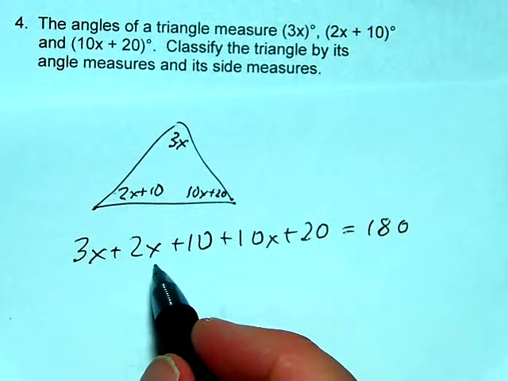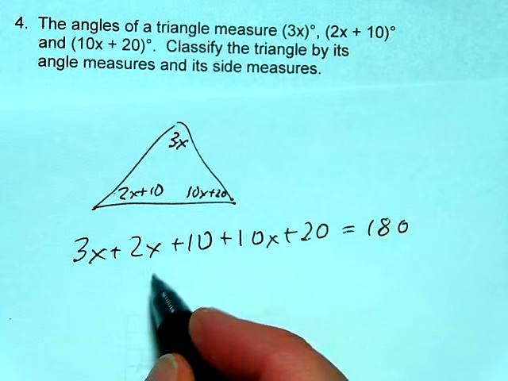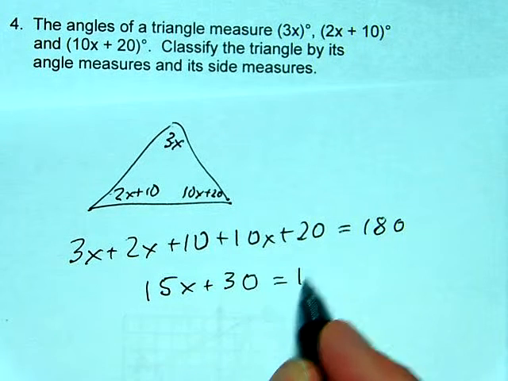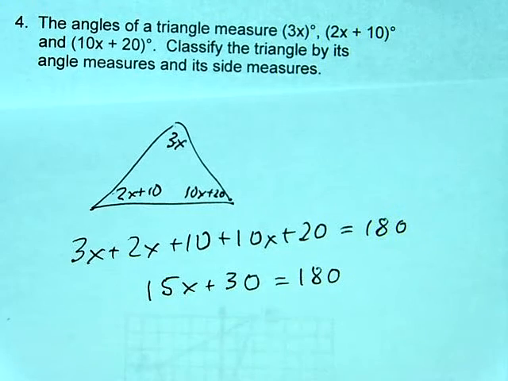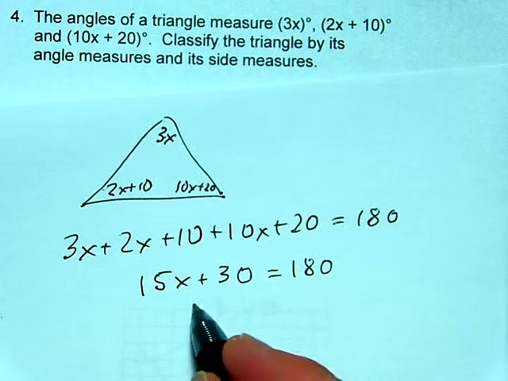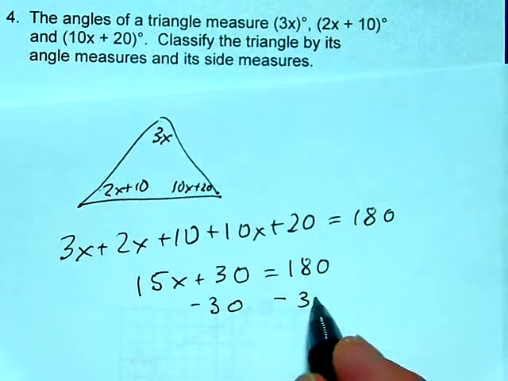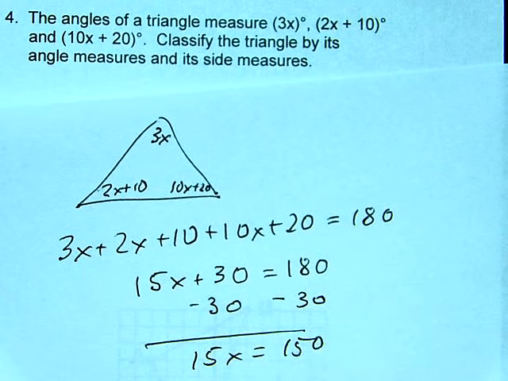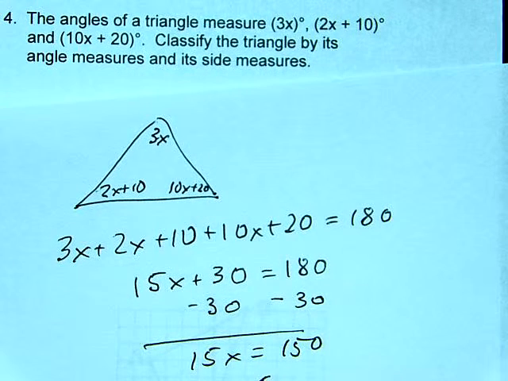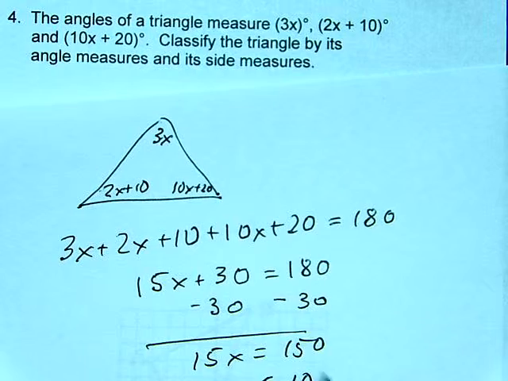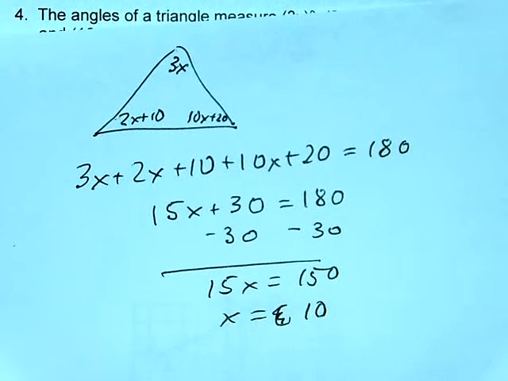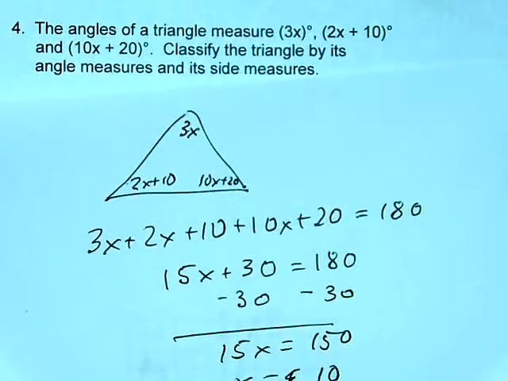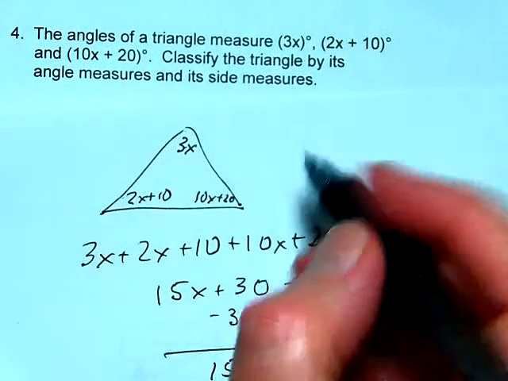We can solve this equation for x. Combining like terms gives us 15x plus 30 equals 180. And then by continuing to solve, we get 15x equals 150, x equals 10. So x is equal to 10. And now we can substitute back and see what the actual measures are of this triangle.